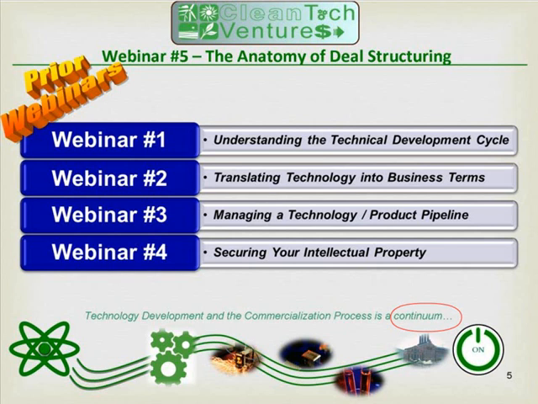The third webinar dealt with multiple technologies and multiple products for each technology. The difference between the third webinar and the first 2 webinars is that the first 2 webinars dealt with one technology, one product in presentation. The third webinar dealt with multiple technologies and multiple families of products based upon those technologies, so pipeline management is necessary. The fourth webinar dealt with intellectual property, what it is and how to secure it.